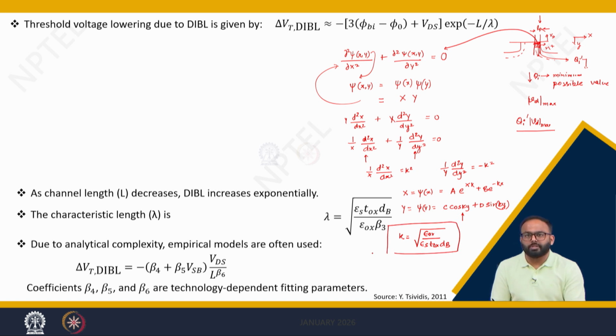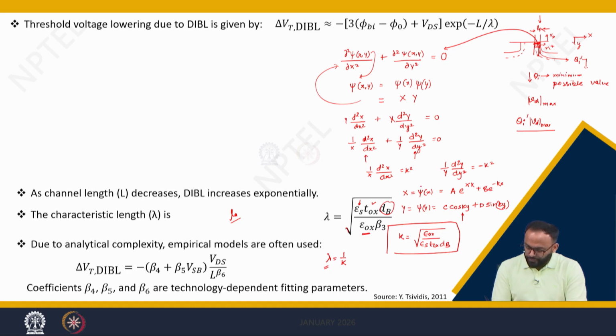When we were discussing CLM, we said that L A was the characteristic length. Here we are defining a new parameter, lambda, which is nothing but 1 over k, and this is the characteristic length. So lambda is the square root of epsilon s divided by epsilon ox into T ox into dB divided by beta 3, where beta 3 is some fitting parameter.